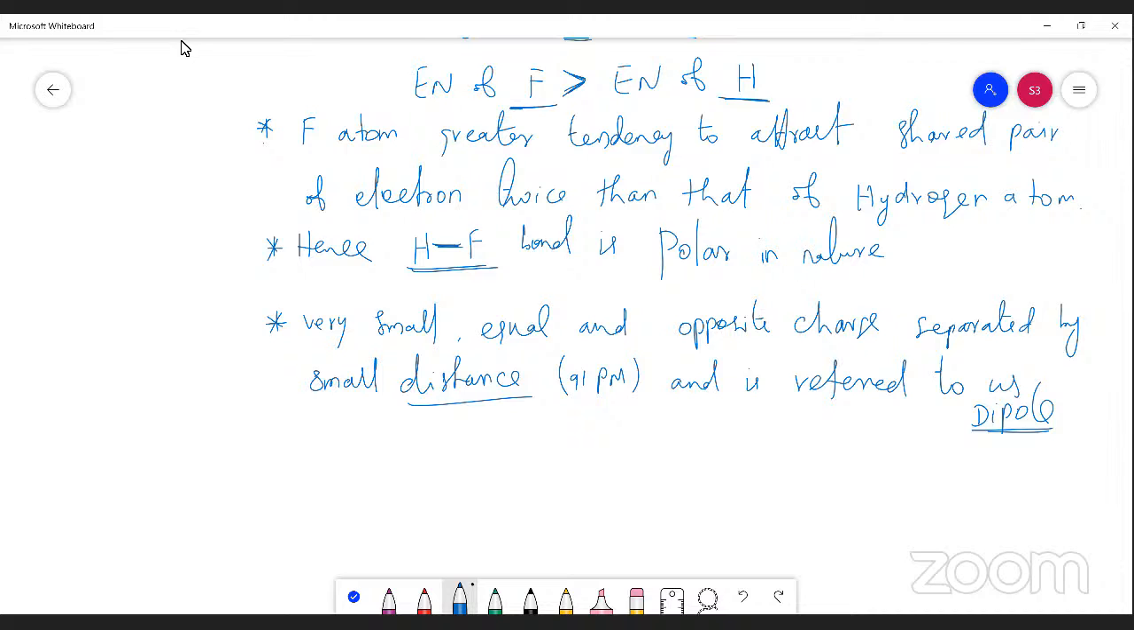If the molecule contains two similar atoms, the shared pair of electrons lies exactly in between the nuclei of the two atoms. If the molecule contains non-identical atoms with different electronegativity, the atom with higher electronegativity attracts the shared pair of electrons towards itself more than the other atom. That is why the cloud of the shared pair of electrons gets distorted.